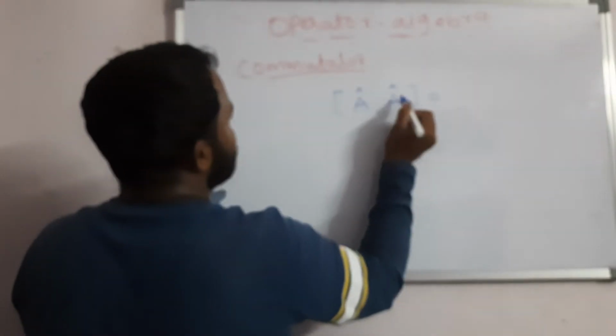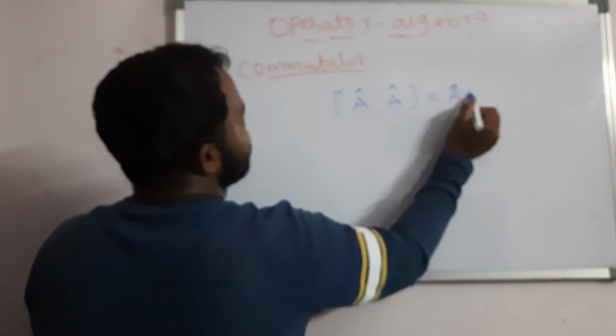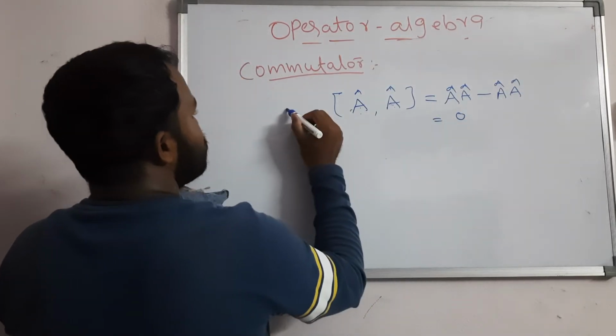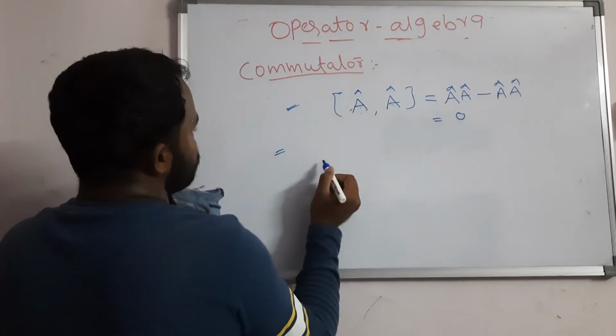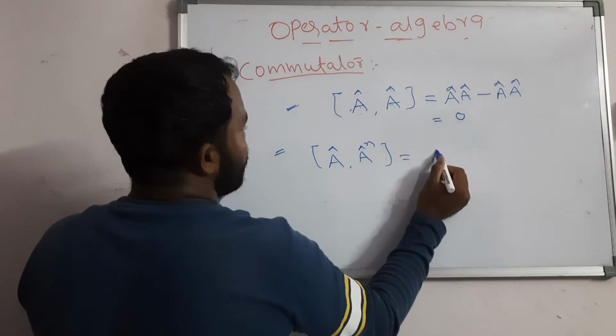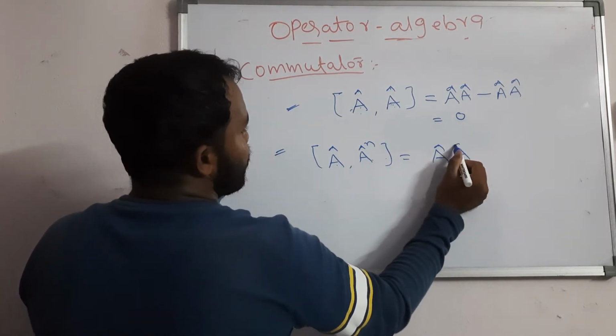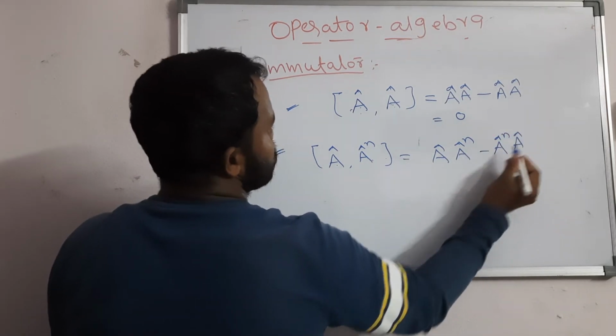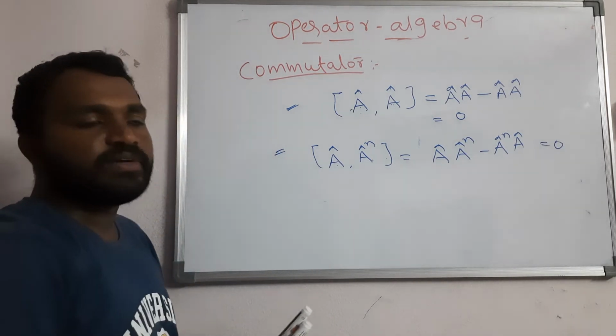Every operator commutes with itself. For example, A cap into A cap minus A cap into A cap, that is also 0. So every operator commutes with itself. Next, every operator with its power also commutes with it. A cap into A cap power n minus A cap power n into A cap is also equal to 0. So both commute with each other.